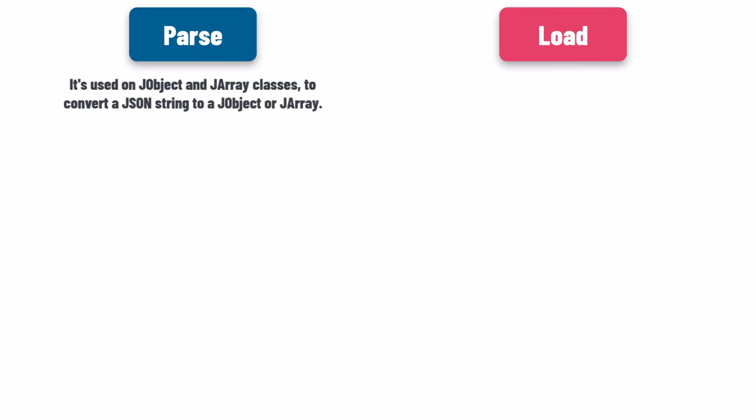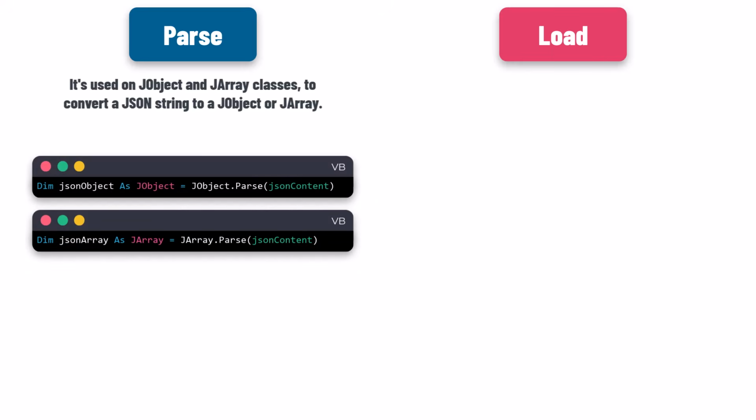I will start with parse method. It's used on JObject and JArray classes, to convert a JSON string to a JObject or JArray. It's typically used when you have the entire JSON data available as a string. We can use this method in these 2 ways. The first one is to convert a JSON string into a JObject. The second one is to convert a JSON string into a JArray.